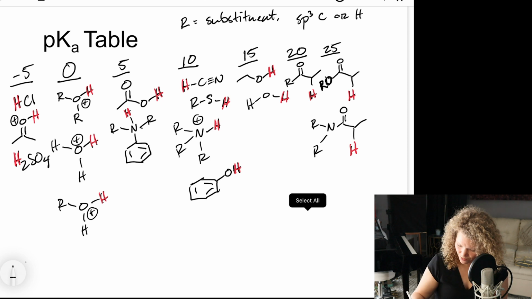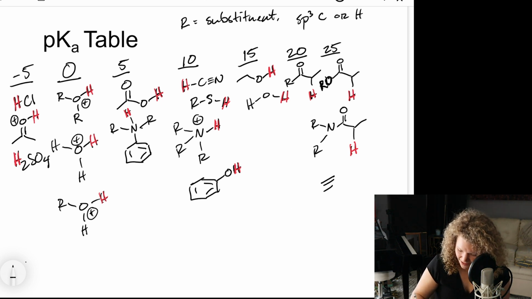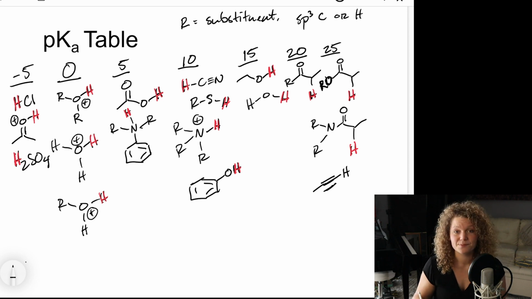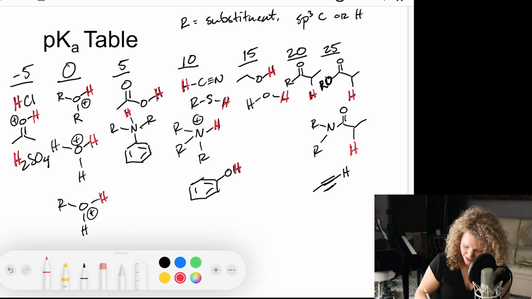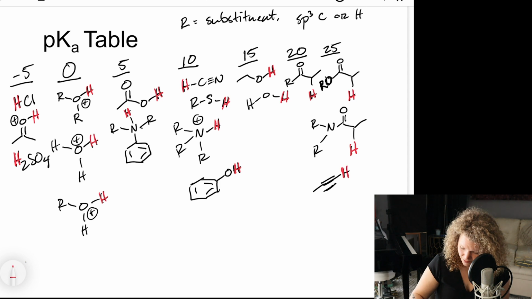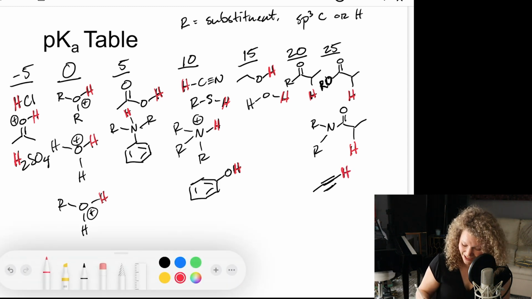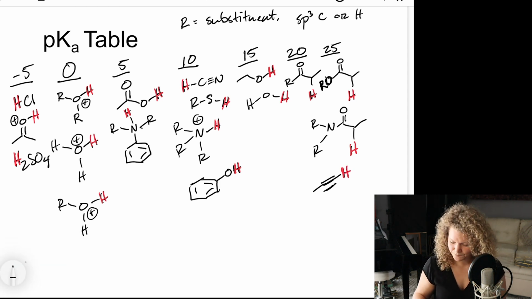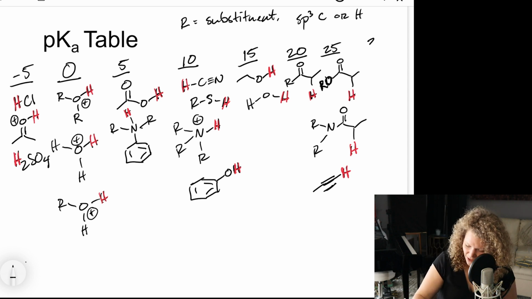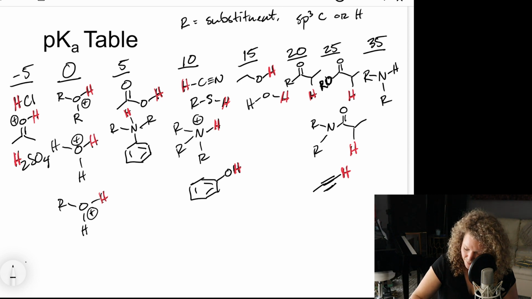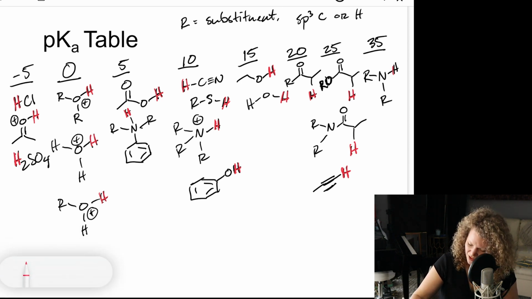There's also one more important one here. This is the proton on a primary alkyne. This proton here on an alkyne is around 25 as well. I've got room for one more up top. So a pKa of 35, we're going to jump 10 units. This is a proton that's on a neutral amine. So these are not that acidic.